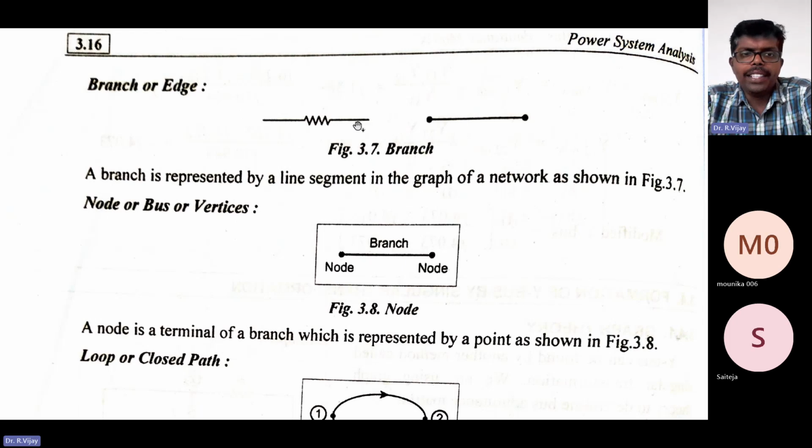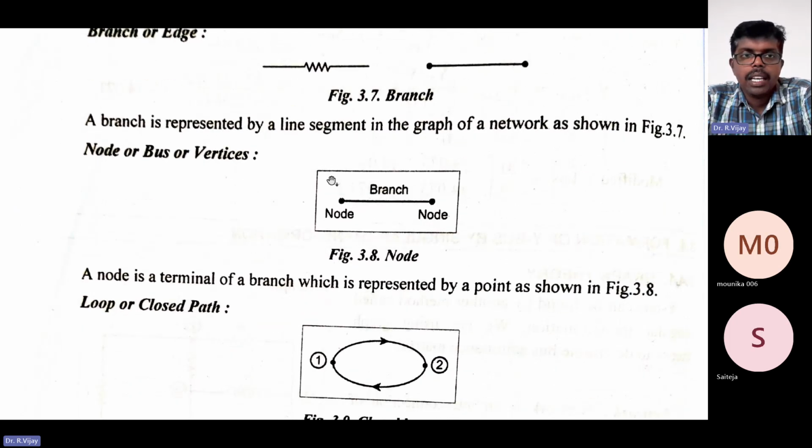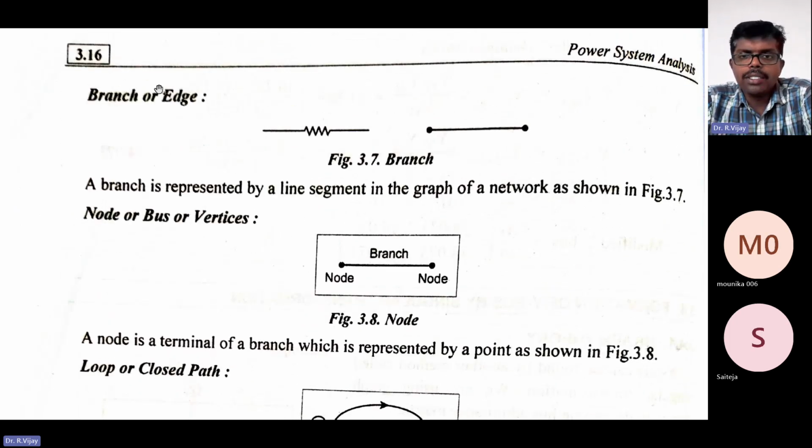A branch, or edge. A branch is represented by a line segment in the graph of a network, as shown. So the graph is represented by line segments, as in this network; we have already seen this in the graph itself. What we did was convert each element into a line segment. We can call it an edge sometimes, but mostly we will call it a branch only.